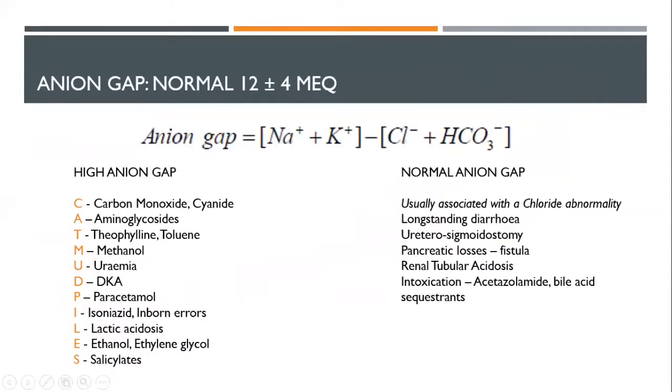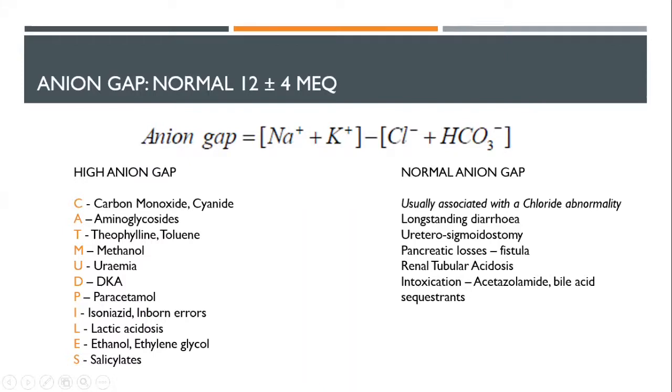So that takes us to the anion gap. Your anion gap is calculated as the sum of your cations minus the sum of your anions. So you are looking at your sodium plus your potassium minus your chloride plus your bicarb. And a normal anion gap is around about 12. And then you get causes for a high anion gap and a normal anion gap metabolic acidosis. Again, we're talking purely about a metabolic acidosis now.